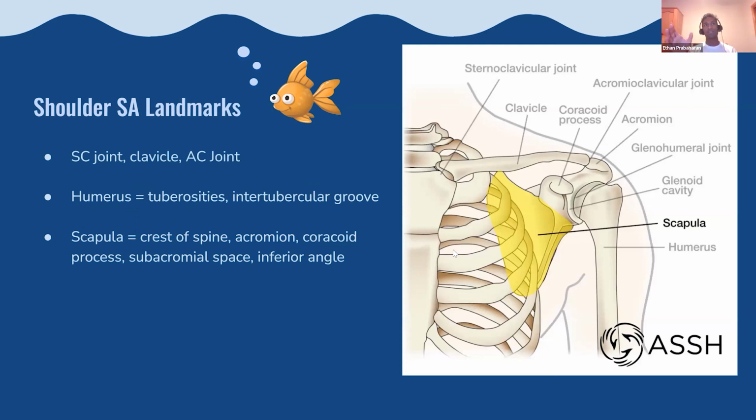So what are the surface anatomy landmarks of the shoulder? We talked about these last week. So we have the SC joint and the AC joint, which are the two joints of your clavicle to the acromion and the sternum. Then you're also feeling the clavicle.